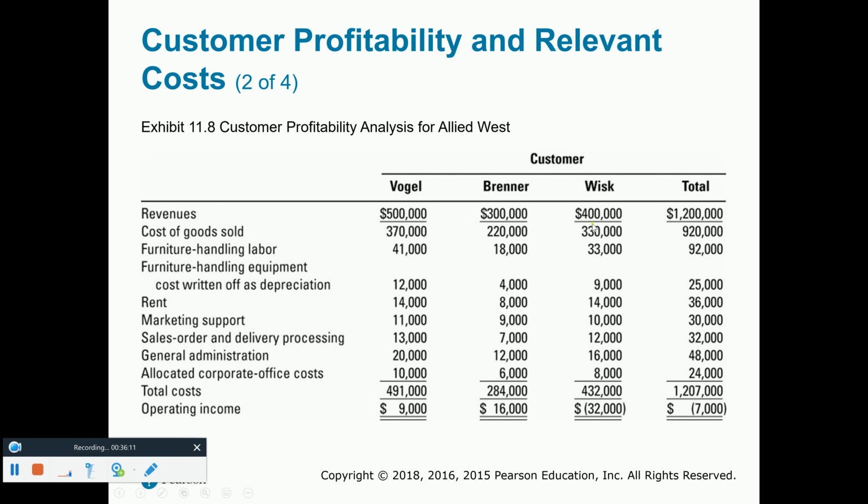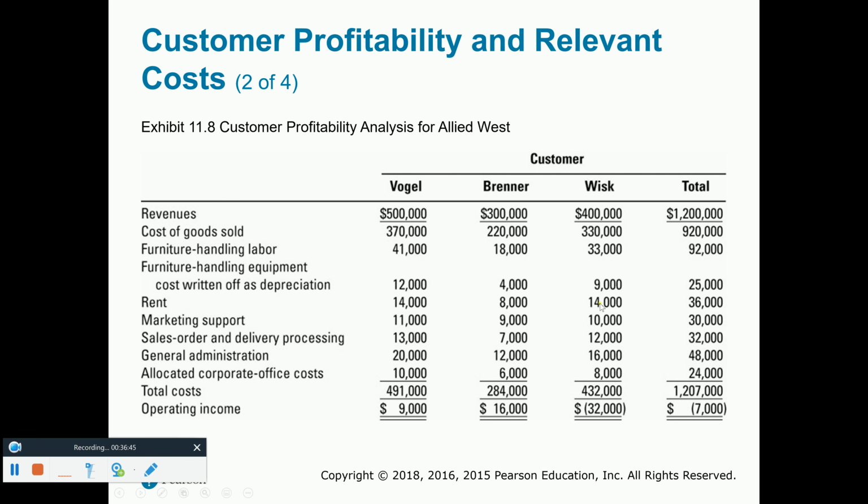Now the revenue is relevant. The cost of goods sold is relevant. The labor is most likely relevant, because I hate to say it, but we'd have to let people go if we got rid of this customer. The depreciation is irrelevant. The rent is probably irrelevant too. The rent is on our assembly line, and all we would do is probably take the $14,000 that we allocated to Whisk and allocate it to Vogel and Brenner, some additional rents. So rent could be irrelevant.